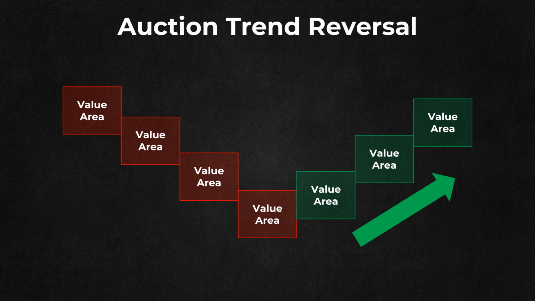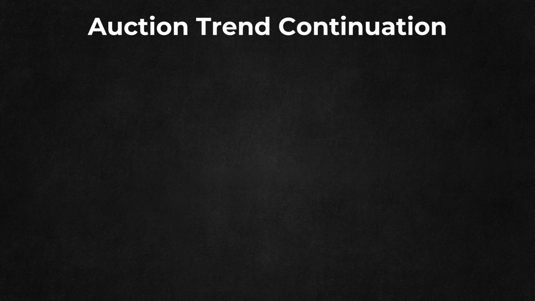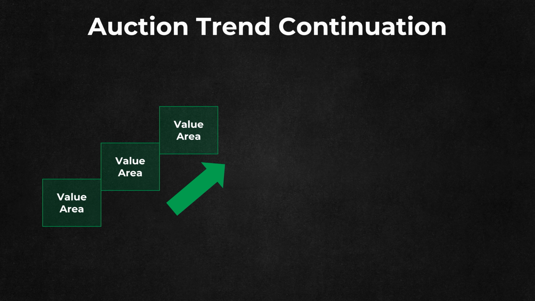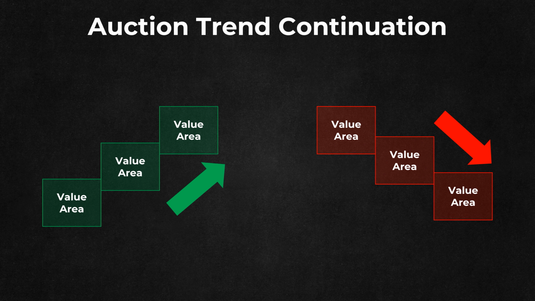For continuation signals, we first need the minimum requirement for a trend. In an uptrend, a single value area forming higher than the previous one is enough to suggest a continuation. When that happens, we can reasonably assume the next day or session is more likely to maintain that upward pattern. In a downtrend, a single value area forming lower than the previous one is enough to suggest continuation. When that happens, we can reasonably assume the next day or session is more likely to be bearish. This is extremely useful for establishing directional bias for the next day or session.